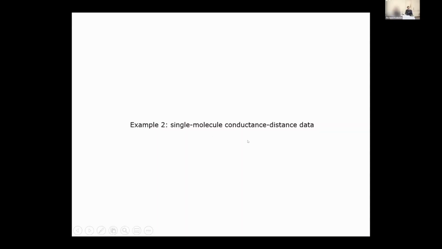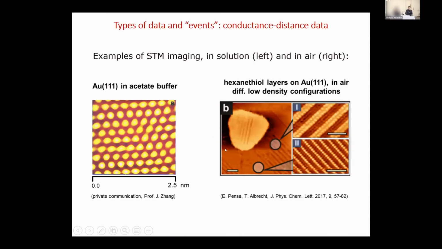So that's one example. The second example is single molecule conductance data. That's not so much for sensing, but more for molecule characterization. We use scanning tunneling microscopy for that. If you've heard of STM, you will know it as an imaging technique. What you see here on the left is an image of gold atoms in an acetate buffer, and on the right-hand side, an organic adlayer on gold. You get very high atomic or submolecular resolution using this technique.